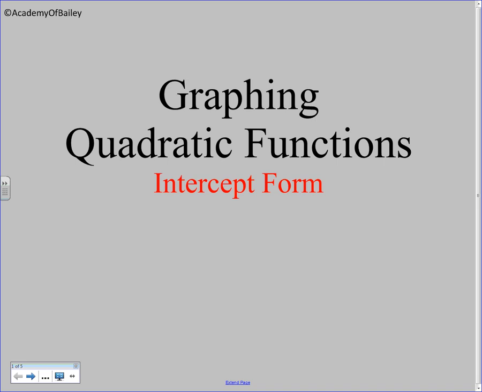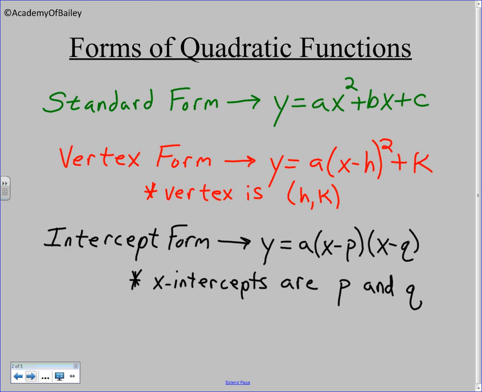on graphing quadratic functions in intercept form. If we look at this next slide, it's a slide we've seen before. Standard form, you've worked with that before, and vertex form also. This video is on the intercept form. And you're going to have y is equal to a, and then in parentheses x minus p, and then in parentheses again x minus q.